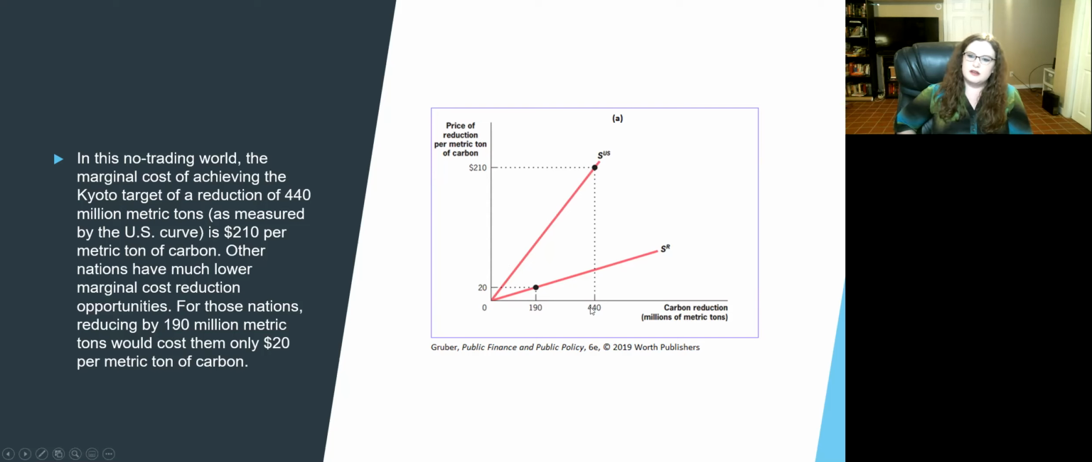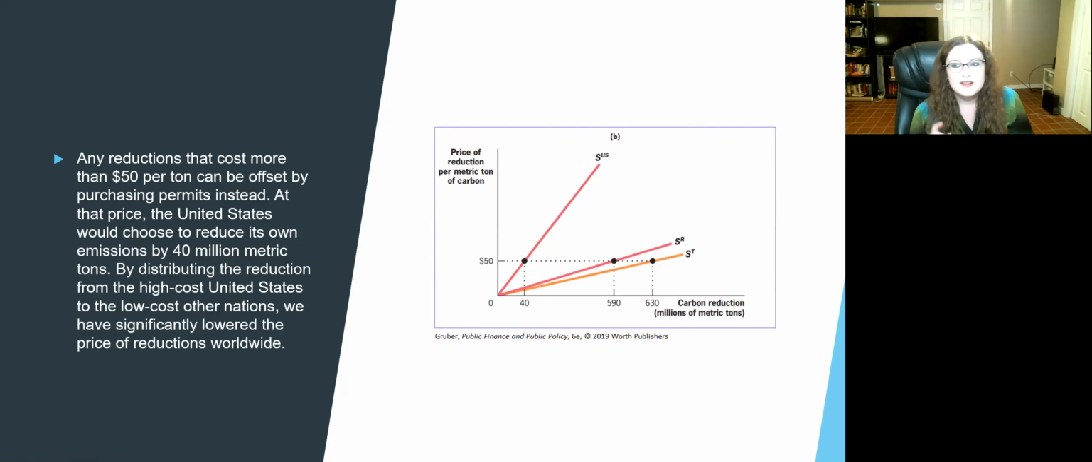So instead of having this large amount right here, where it would cost us a sizable amount to reduce, what would happen if instead there was some sort of tradable permit system where we could work together, where maybe the United States does reduce some, but other countries reduce more in exchange for a monetary payment. What would that even look like? So this is the non-trading world, but let's introduce trading to this. Any reduction that costs more than $50 per ton can be offset by purchasing permits, right?